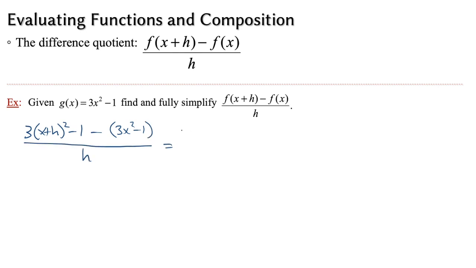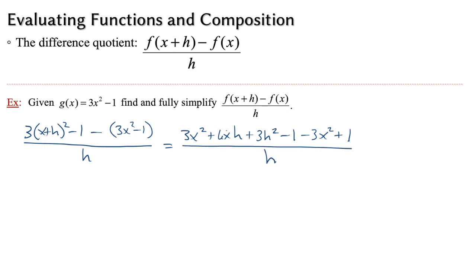Okay, so if we go ahead and work out the top, we're going to get 3x squared plus 6xh plus 3h squared minus 1 minus 3x squared, and then plus 1. And just like our previous example, you'll notice every single term in the numerator that doesn't have an h in it has an opposite. So the 3x squared and the negative 3x squared cancel out. Negative 1 and positive 1 cancel out. So all we're left with then, as you can see, is 6xh plus the 3h squared on the top, divided by h.